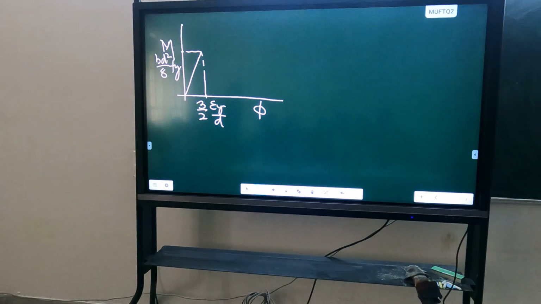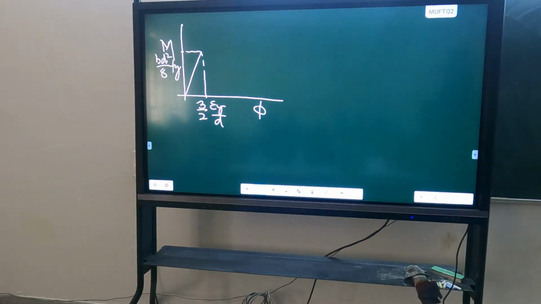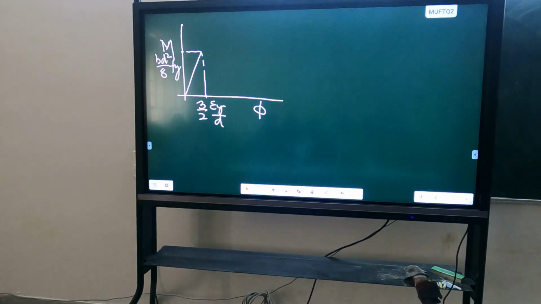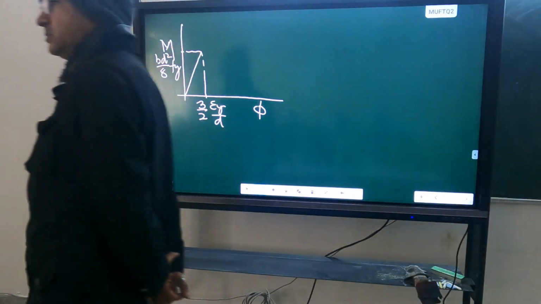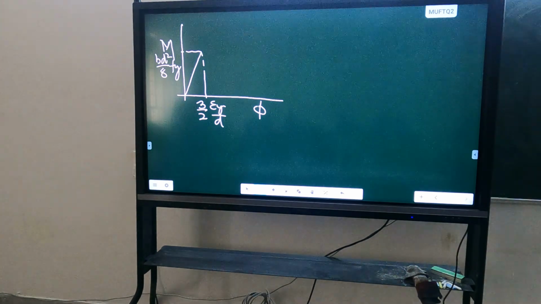Not final. This is the moment when the extreme compression fiber has a strain equal to epsilon y. So it is the moment at first yield. And what is first yield? When the first fiber is yielding, and which fiber is yielding in this case? The extreme compression fiber is yielding. The tension fiber is not yielding. You got it? Right.